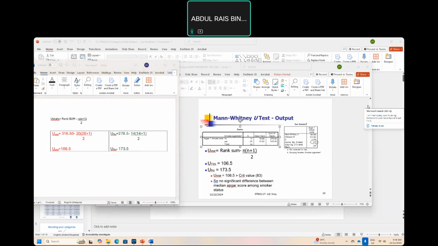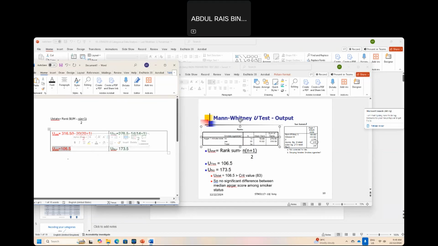Okay, for the second group, the U statistic for no, 278.5. We look at this column here, for no. And then 14 is the n value here. So we do the calculations and we get the value here. All right. So next, we need to determine which one is the lowest of the two values. So 106.5 versus no. By right, the U statistic for yes is the one we use. This is the one we are going to use.